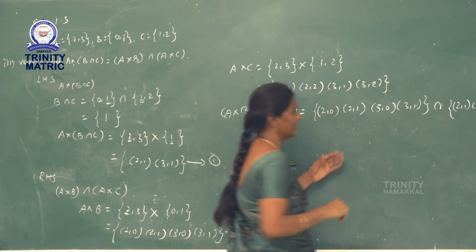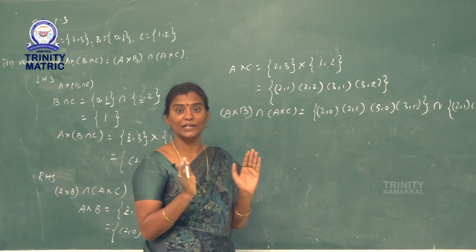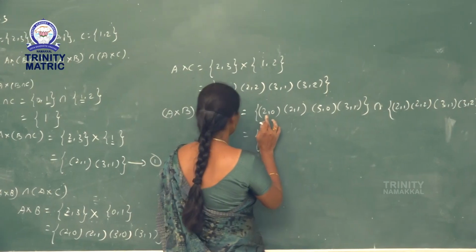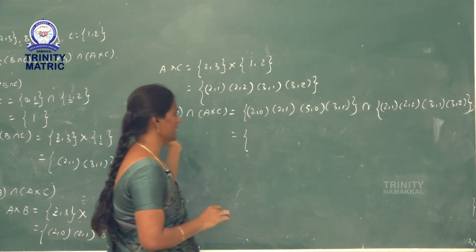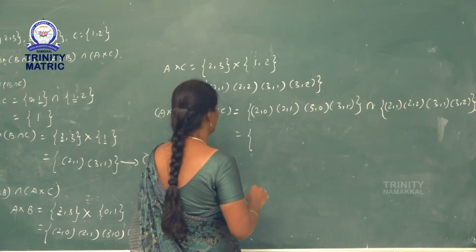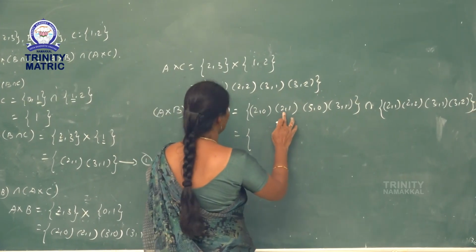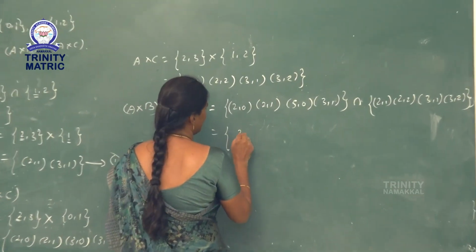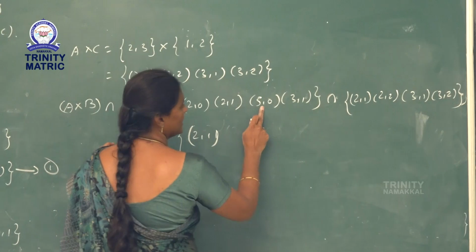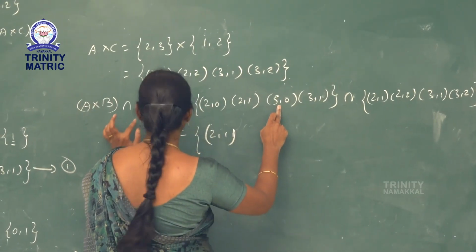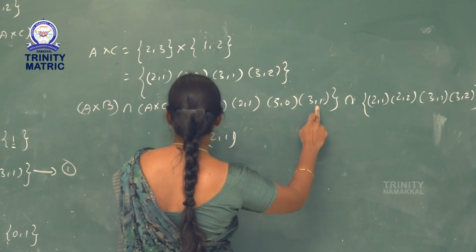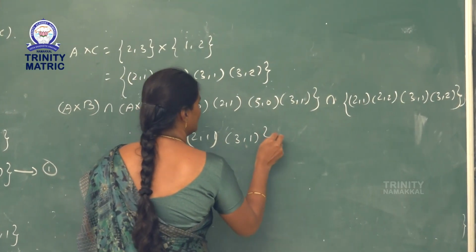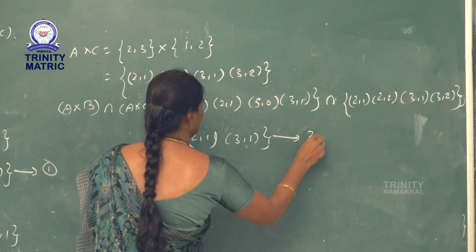Now we take the intersection. Intersection means we take only the common elements. What are the common elements here? 2 comma 0 is in the set A cross B but not in A cross C, so we won't take this element. Then 2 comma 1 is in A cross B and also in A cross C, so we take 2 comma 1. Then 3 comma 0 is only in A cross B, so we won't take it. Then 3 comma 1 is in both, so we write 3 comma 1. This is equation number 2.